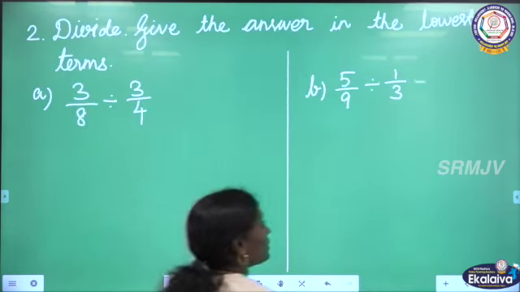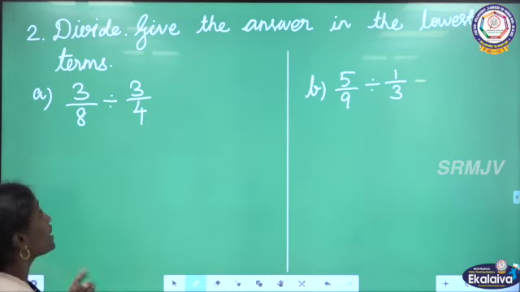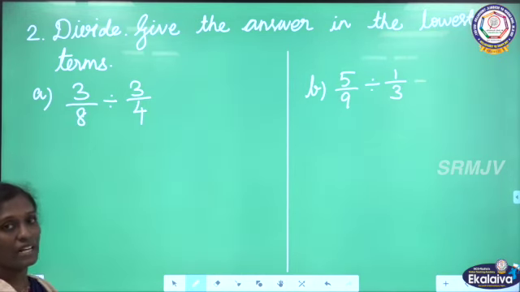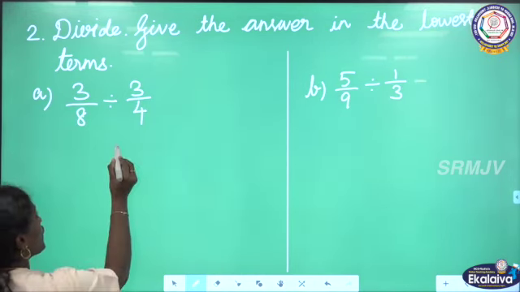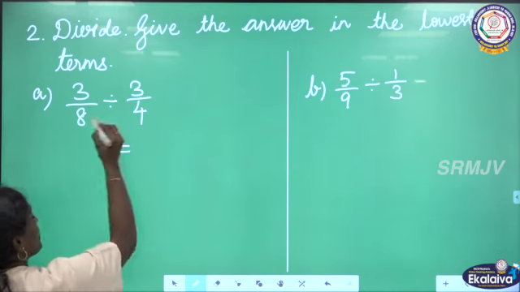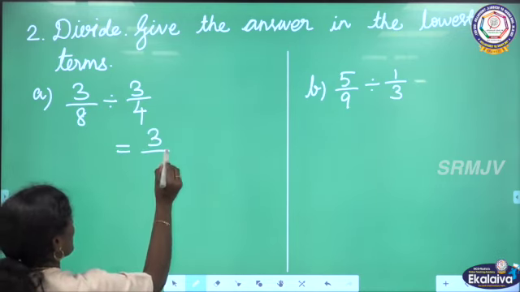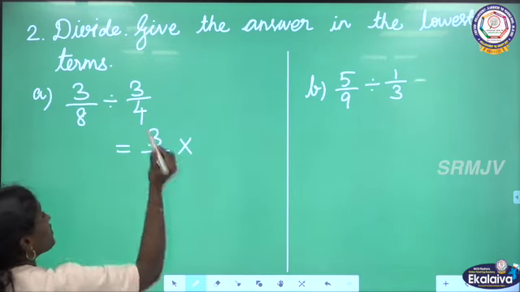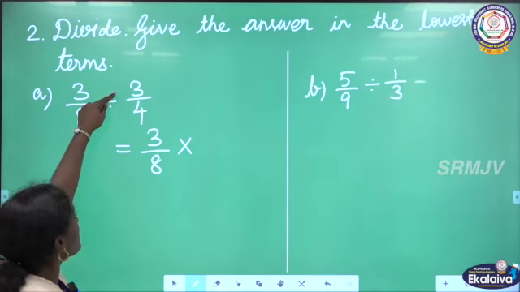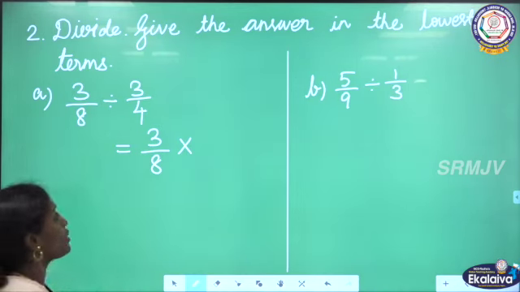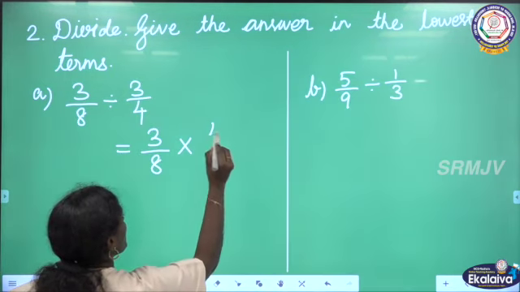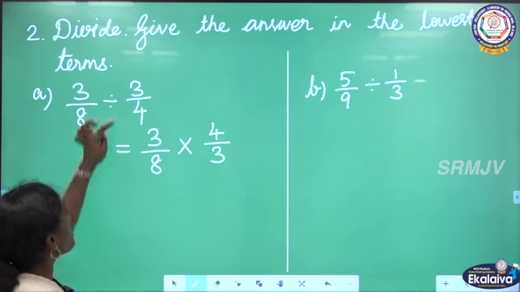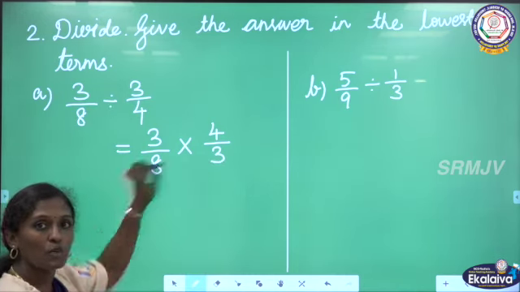Was it clear? The next question, divide and give the answer in the lowest term. Here we are going to divide a fraction by another fraction. Here also we have to follow the same procedure. Instead of dividing on first fraction 3 by 8, we are going to multiply it by the reciprocal of the second fraction. Here 3 by 4. What is the reciprocal of 3 by 4? We have to write the denominator number in numerator and numerator number in denominator. So reciprocal of 3 by 4 is 4 by 3.